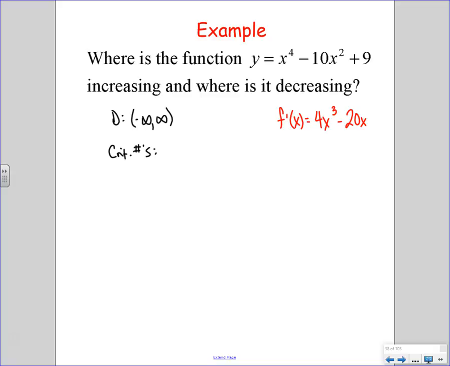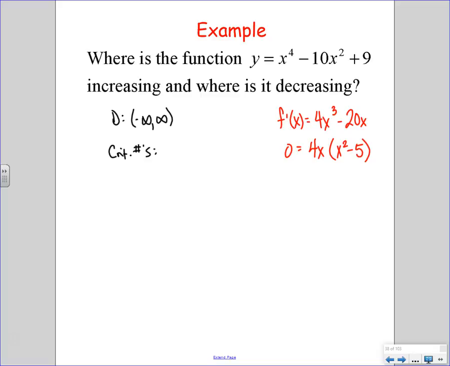So all I have to do is just set equal to 0. Does that make sense? No DMEs, set equal to 0. Should we go adding that 20x? No. Good. Pull out a factor. 4x. Factor, factor, factor. What do we have left? I think it's an x squared minus 5. Do you guys agree? Yes.